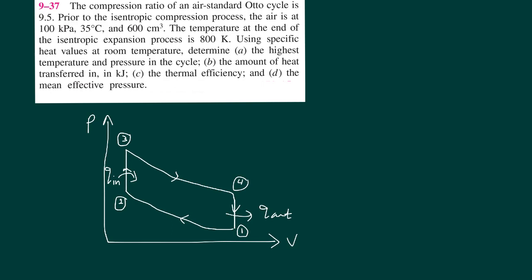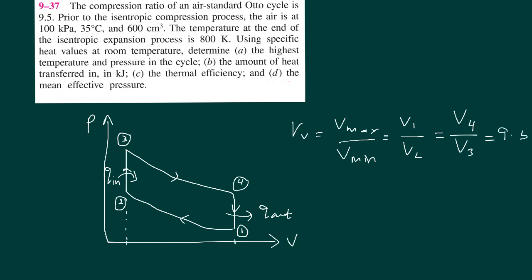So given to you your compression ratio, or you can have an rv instead, which is V max over your V min, or in other words, in this case, your maximum volume is at 1 and your minimum volume is at your top dead center. So it is actually equal to V1 over your V2, and it is equal also to your V4 over your V3, and it is given to you 9.5.